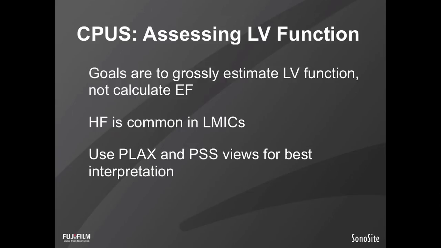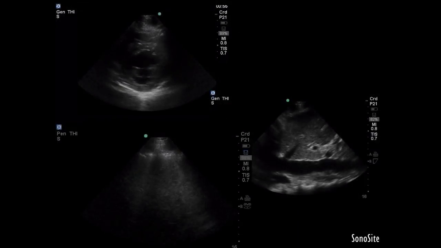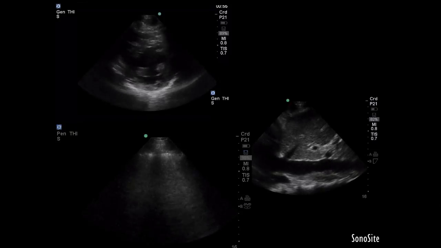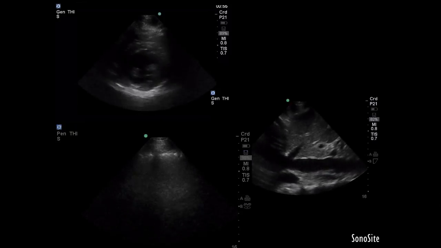Heart failure is quite common in low-income countries, as it is all over the world, and it's important to use a couple of different cardiac views. We suggest the parasternal long axis and the parasternal short axis for best interpretation of this portion of the scan. So diagnosis of acute decompensated heart failure requires not just echo, but also putting it together with the clinical picture.